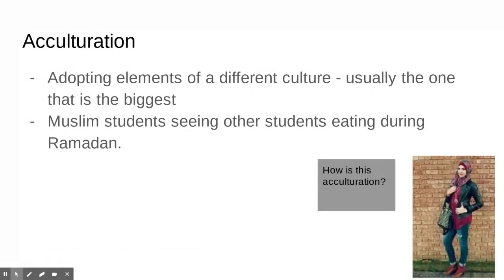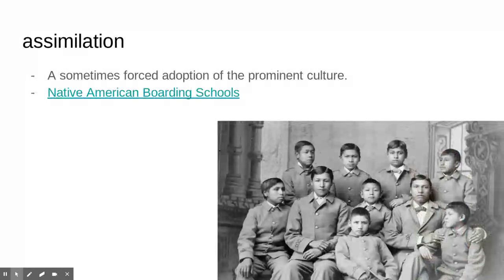Oh, how about that? Okay, so you can see this is a girl that practices Islam. She has the hijab on her head, and she's wearing a purse, and she has on those boots and blue jeans, which is totally American, right? So she's still maintaining her culture, but she's adopting the blue jeans that are a mainstream of the American culture. So the bigger culture is sneaking into that. That's what acculturation is. Assimilation, right, is sometimes forced adoption of the prominent culture.